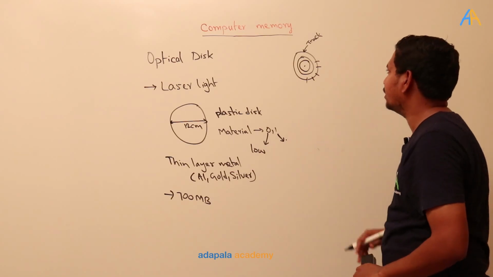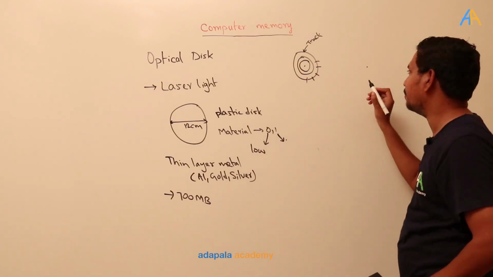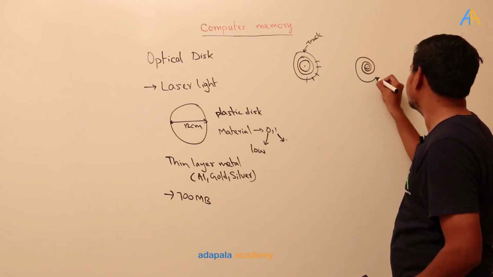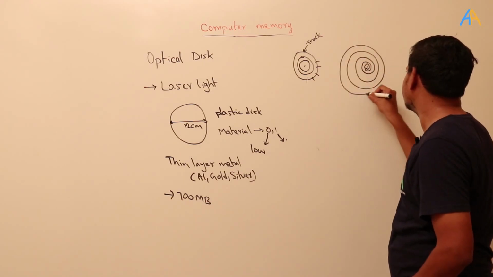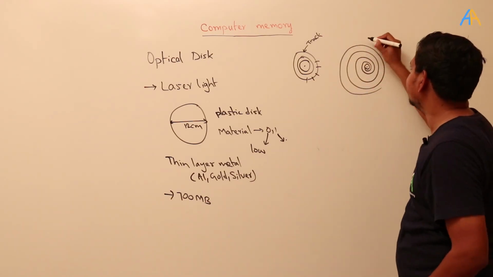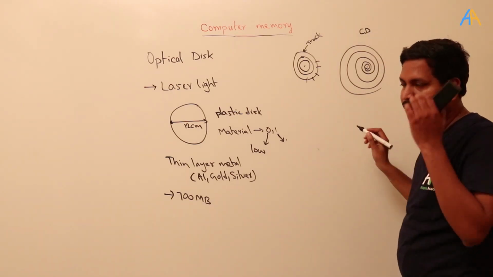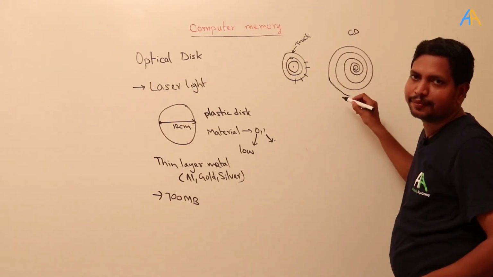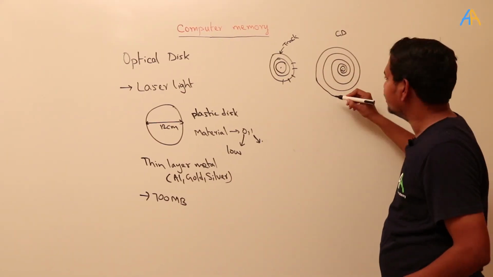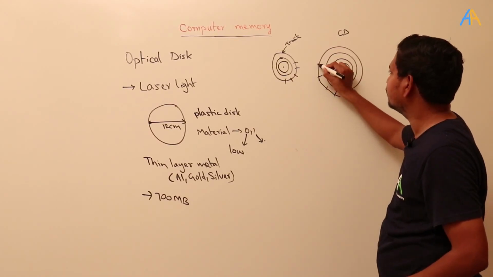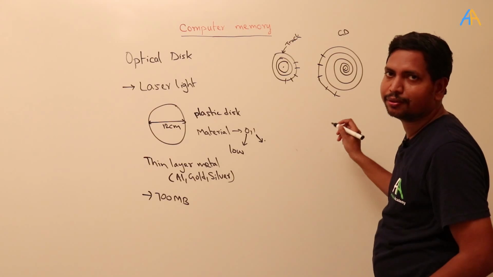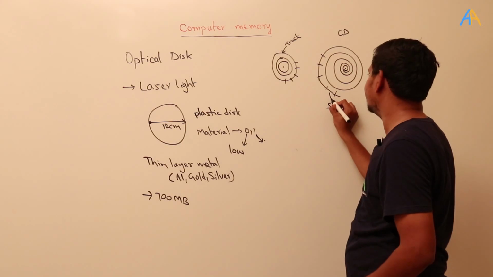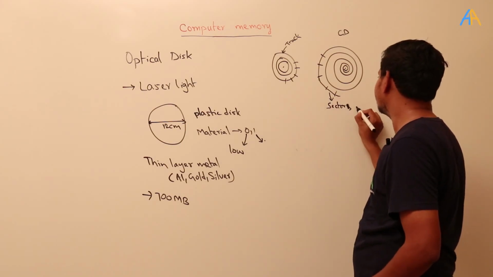But in a CD, how is it designed? A CD is a spiral type design, so the data is stored in the form of a spiral. This is the CD, the optical disc. Unlike the concentric layers, this is spiral type. This spiral is divided into sectors of equal bytes, so each sector stores equal data.